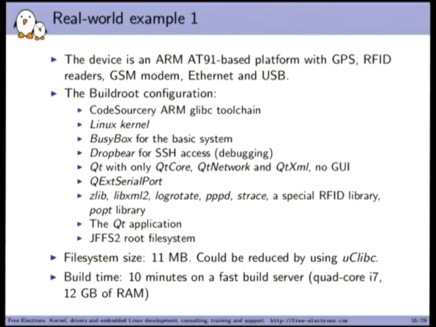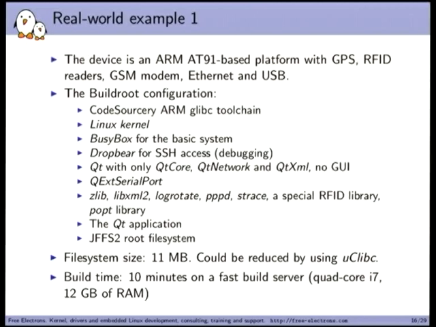So here are two real-world examples of projects that I've done using Buildroot. One of them was for a company making a device based on an ARM Atmel CPU, which was like 200 or 400 megahertz maybe, with 64 megs of RAM, so pretty limited. This device was used to track things going on, using GPS, RFID readers, a GSM modem, Ethernet, and USB.